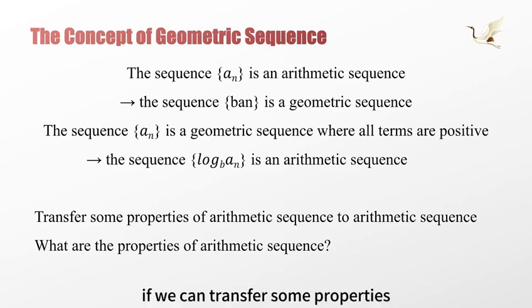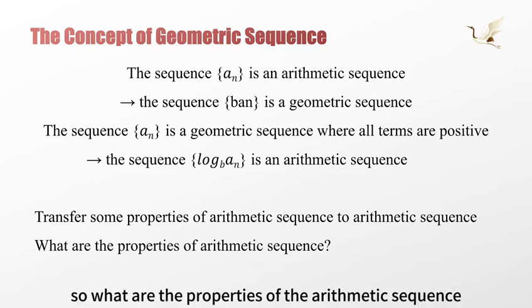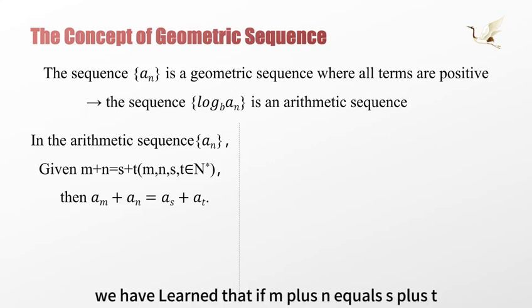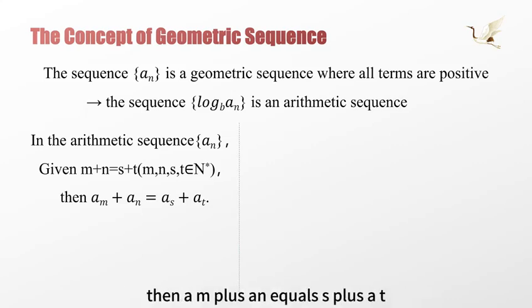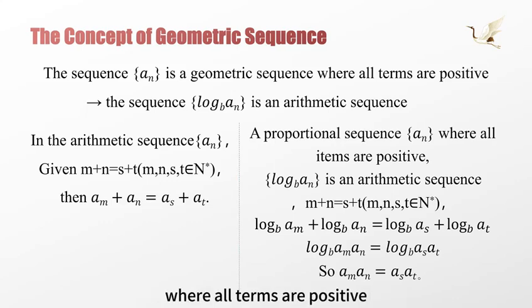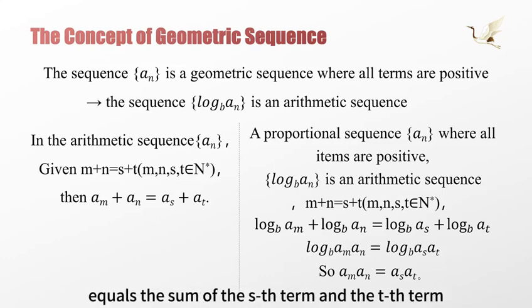Then we wonder if we can transfer some properties of the arithmetic sequence to the geometric sequence. So, what are the properties of the arithmetic sequence? Let's recall that in the arithmetic sequence a n, we have learned that if m plus n equals s plus t, then a m plus a n equals a s plus a t. So we can deduce from the geometric sequence a n, where all terms are positive, that the logarithmic sequence of a n with base b is an arithmetic sequence. When m plus n equals s plus t, the sum of the mth term and the nth term of this sequence equals the sum of the sth term and the tth term.